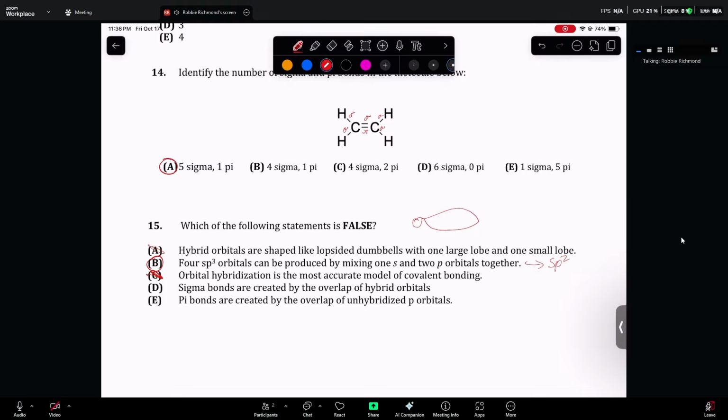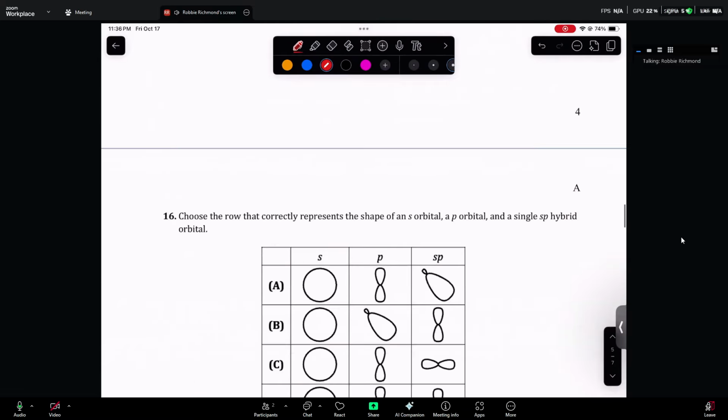Then D and E are basically the definition of sigma and pi bonds. So sigma bonds are created by overlapping of hybrid orbitals, while pi bonds are unhybridized p orbitals. So B is the only statement that is false.